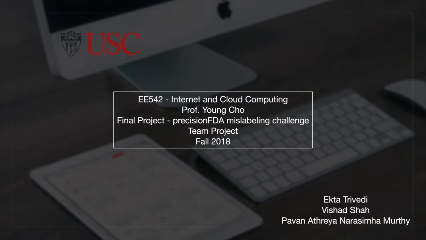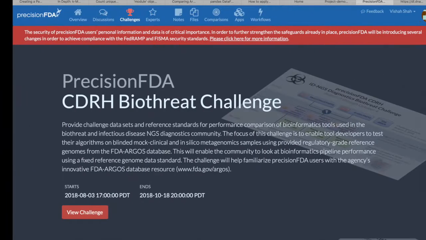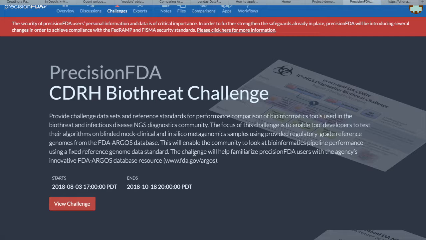For the project, we have chosen challenge two, which was solving the mislabeling problem for precisionFDA. Here we try to apply machine learning algorithms using Spark, AWS, and Python to match samples which are mislabeled and also cluster which are not mislabeled. Before we dive into the code, let's look at what the challenge is all about.